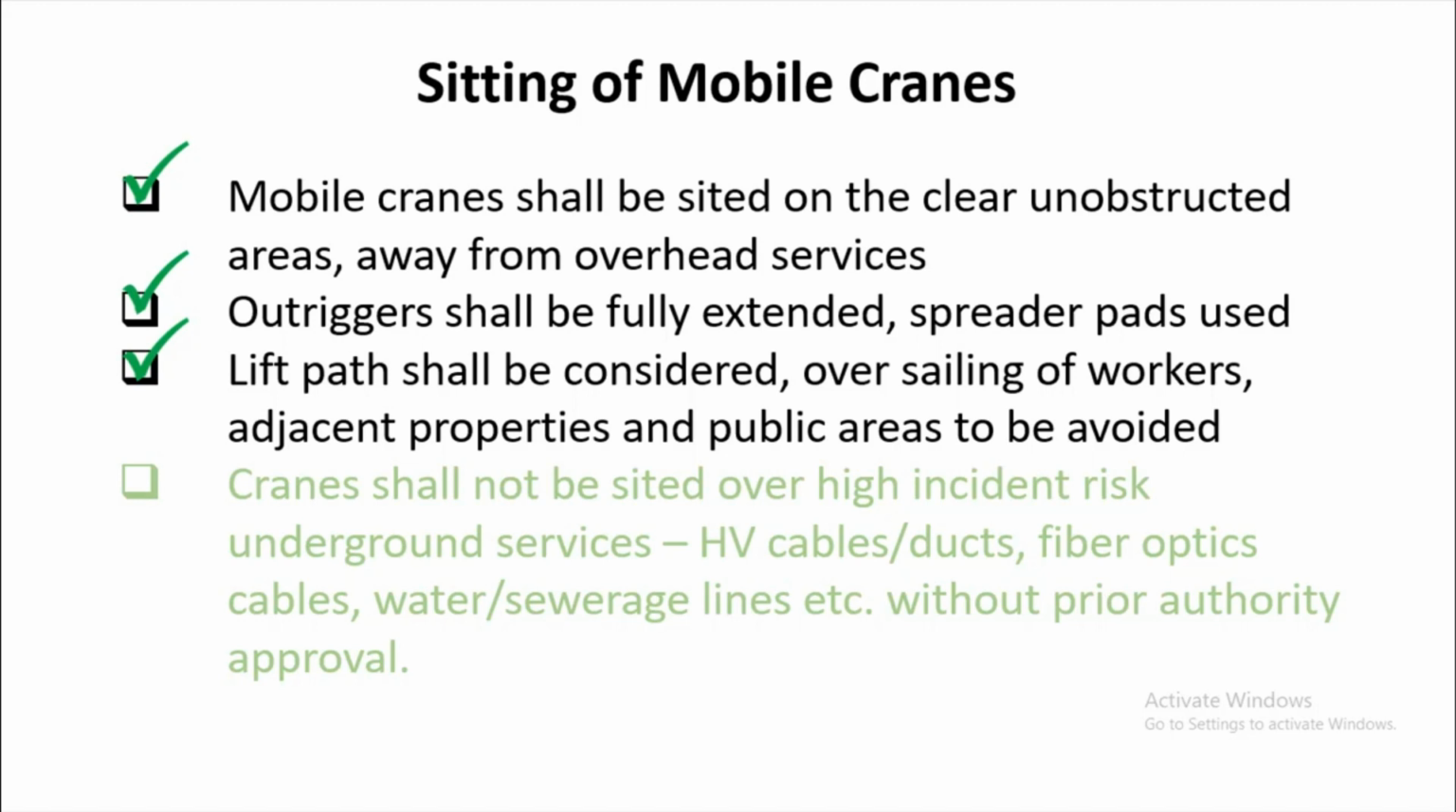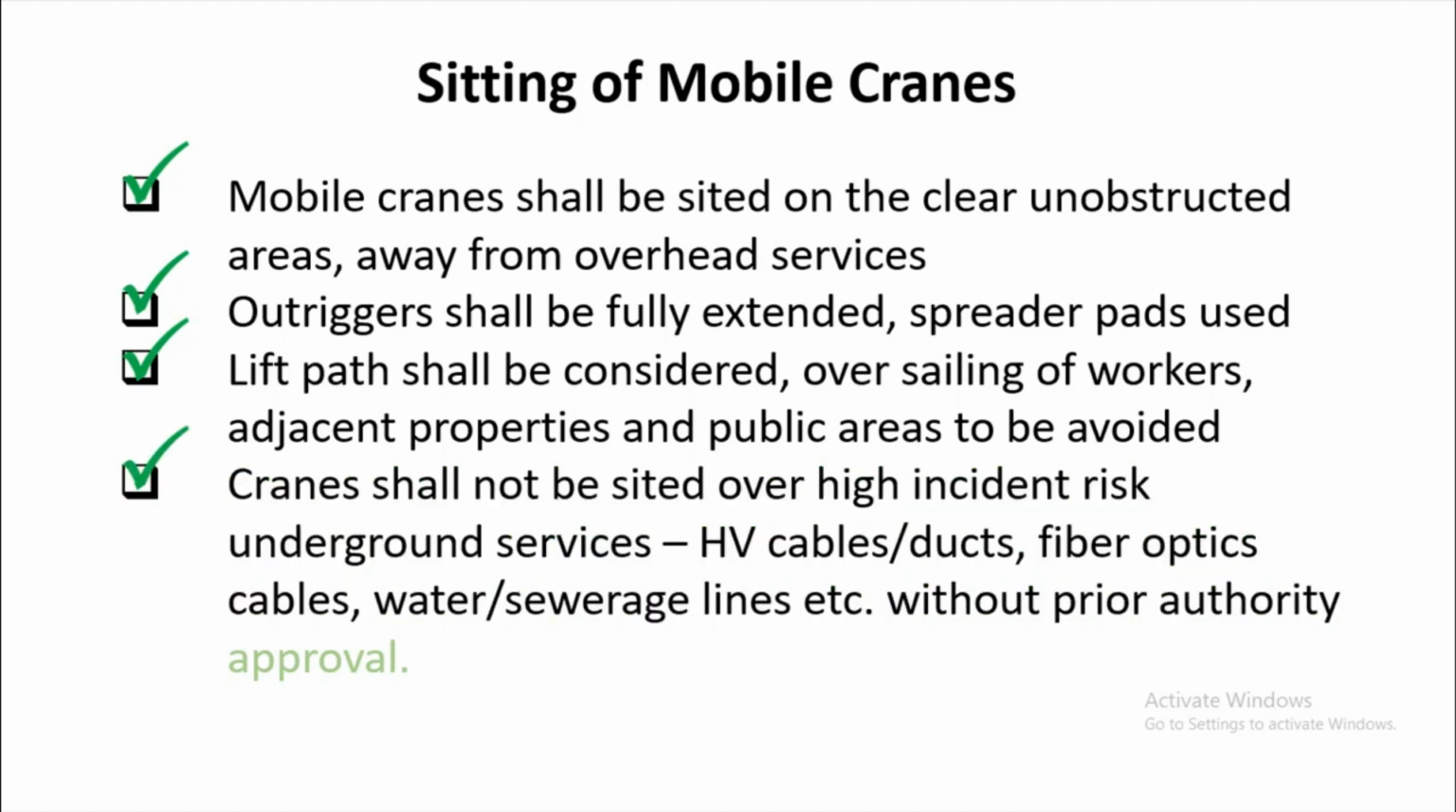So maybe you have done every check and you have a third-party certificate, but still there is a chance that parts of the lifting accessories or the lifting crane will fail, and it will cause an accident to the workers below your suspended load. So you need to make sure that the lift path is free from any workers to avoid oversailing them, and including the adjacent properties. Make sure that you have sufficient distance from adjacent properties, including the public areas.